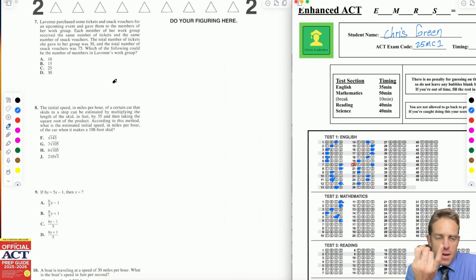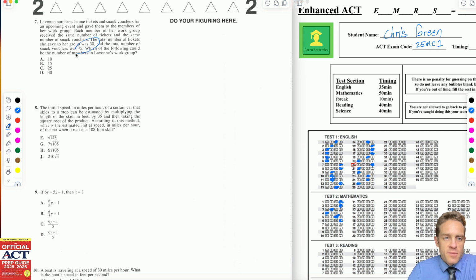Well, both of these numbers have to effectively be divisible by the right answer choice. So if it was 10, well, then of course each person would get 3 here, but it wouldn't be an integer here. So it can't be that. So they're effectively asking which answer choice is a factor of both 75 and 30, and the answer is just 15.